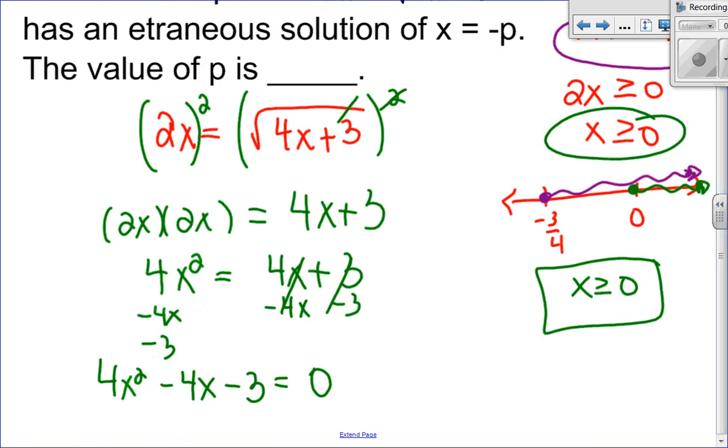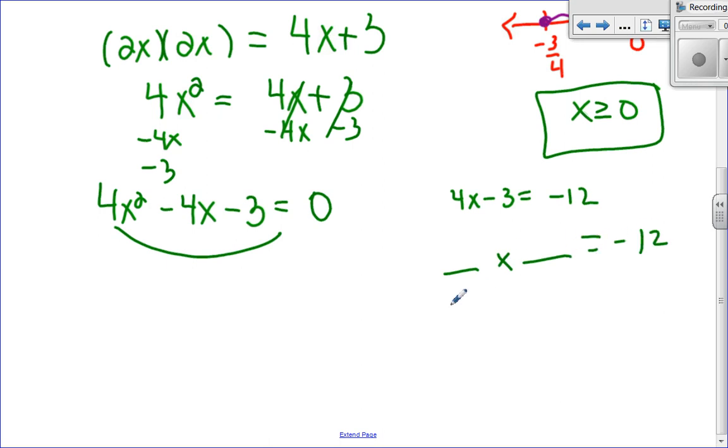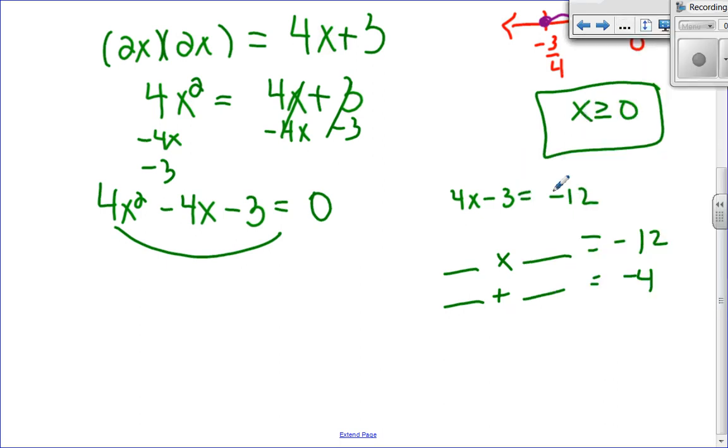Okay, so now we have to factor. So let's review factoring. I'm looking for two numbers that multiply to 4 times negative 3, which is negative 12, and add to negative 4. So two numbers that multiply to negative 12, but also add to negative 4. So looking at my factors, and you can do this on the calculator, I know that the factors 6 and 2 are 4 units apart, so I know it must be 6 and 2. Since I add to the negative, the bigger of the two has to be negative.